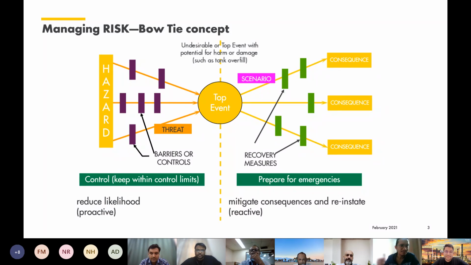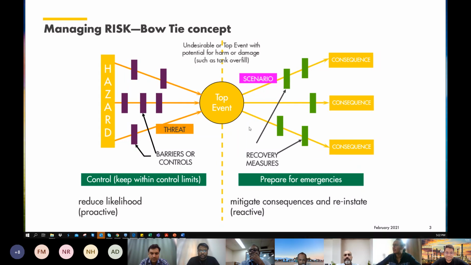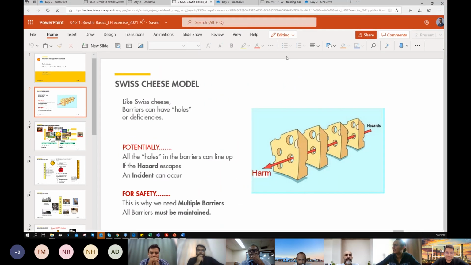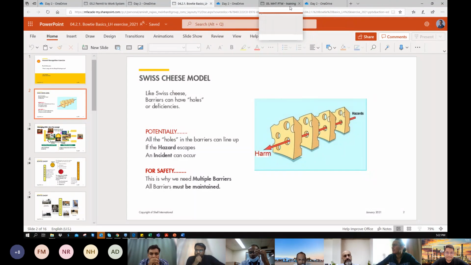So always remember, we have to always think about the two sides of the bow tie. The left side is preventative controls, and the right side is for recovery controls to prepare for emergencies. All right. So how does this relate to our process based on blue zone implementation?